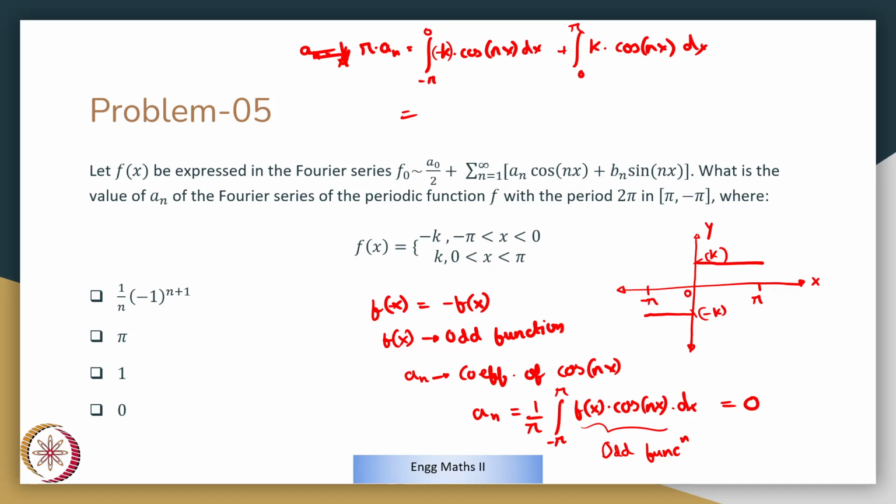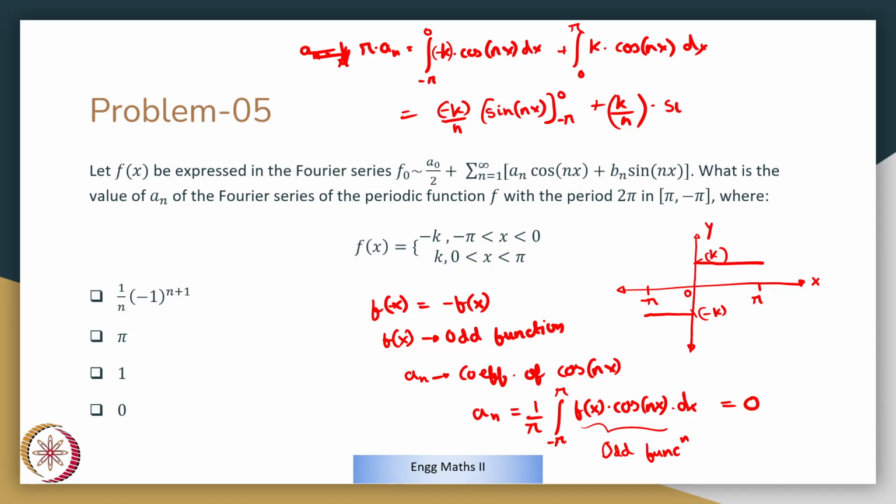For the first integrand, I'll just change the limits. So this essentially becomes minus integral 0 to minus pi minus k, or what I think might be more straightforward is to simply integrate it. So that would turn out to be minus k by n sine of nx from minus pi to 0. You can see that these terms will both vanish to 0.